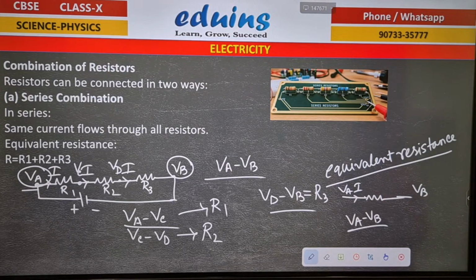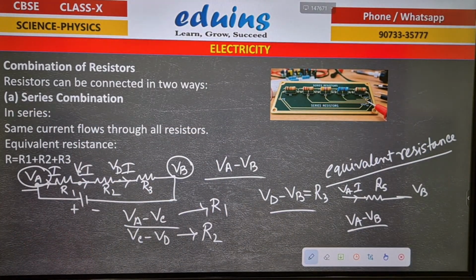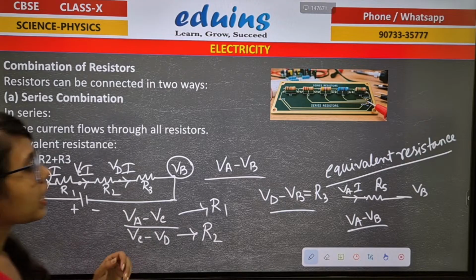So this is the equivalent resistance, or equivalent resistor, that can make the voltage difference the same, and the current flowing through the circuit the same as in the previous circuit where the three resistors R1, R2, R3 are connected. R1, R2, R3 give the potential difference and current flow, and the equivalent resistance Rs also gives the same current flow and the same voltage difference. Okay, so this is the equivalent resistance here. Now we have to derive the value of the equivalent resistor.